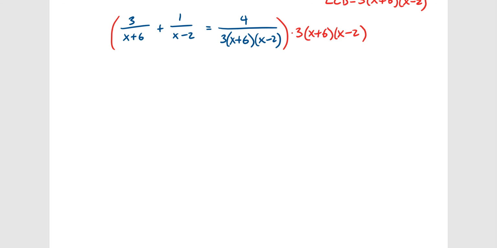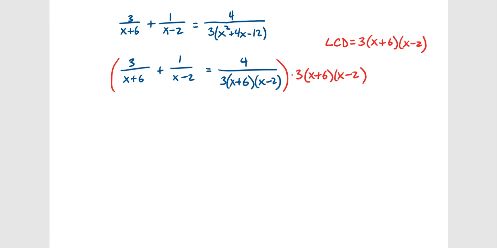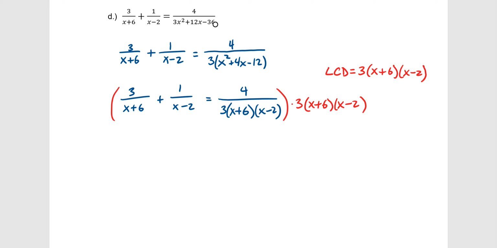Before I do that, let's exclude the values that make the denominator 0. It helps to look at the LCD for this. The values that make this equal to 0 are going to be -6 and +2, right? If we plugged those in there, it would make that whole term equal to 0.